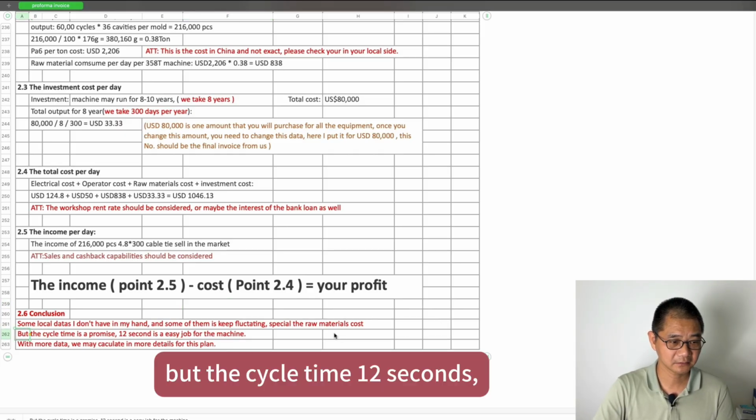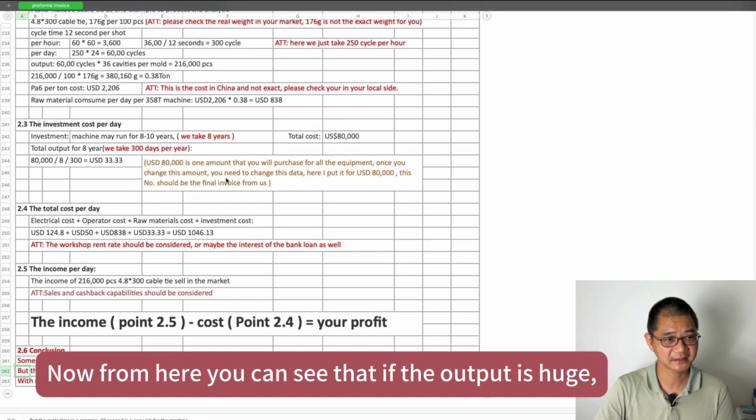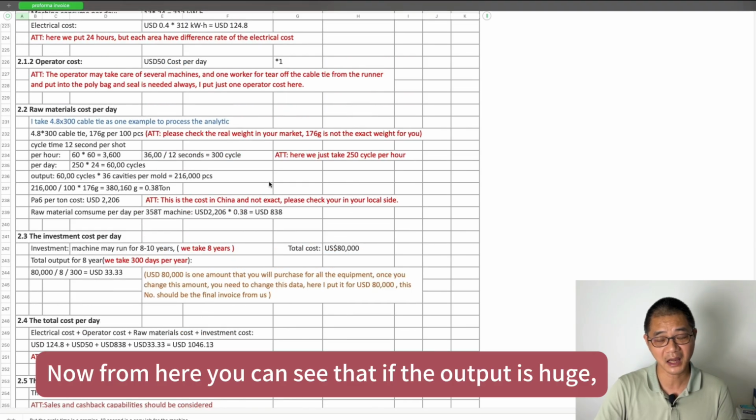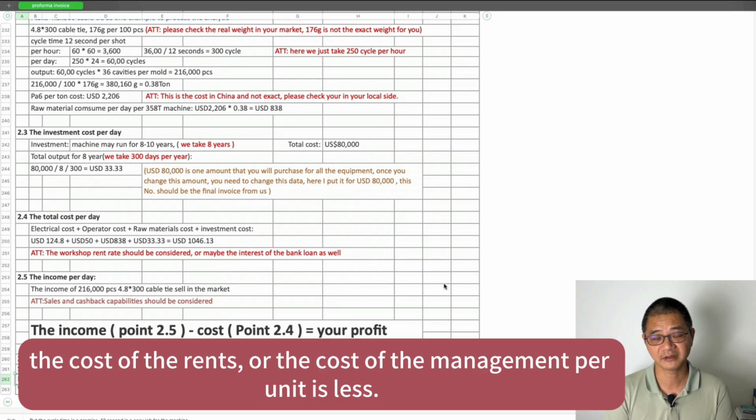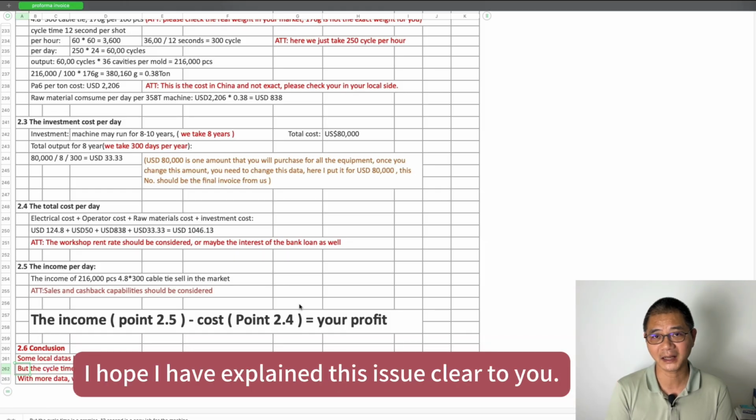But the cycle time of 12 seconds is the guarantee of the output of the machines. Now from here you can see that if the output is huge, the cost of the rent and of the management per unit is less. That's why all factories are trying to obtain bigger output capacities. I hope I have explained this issue clearly to you.